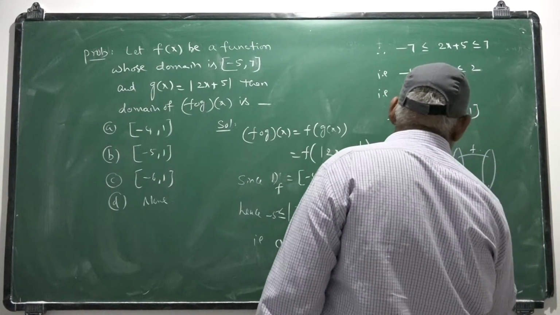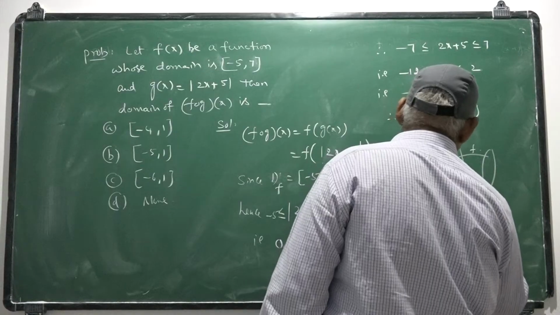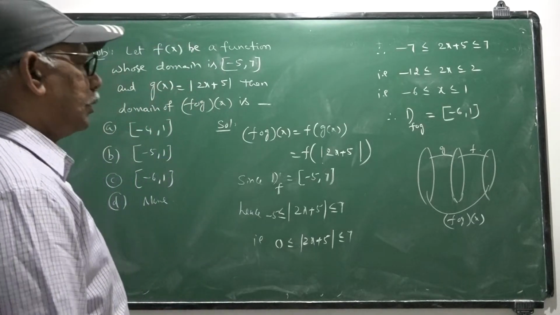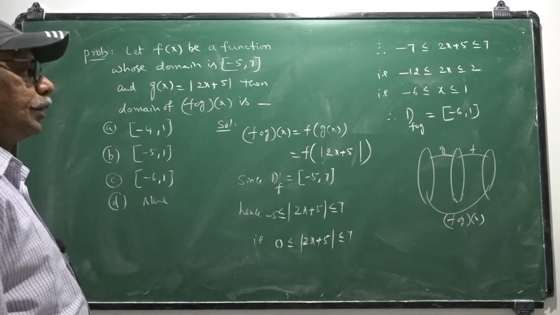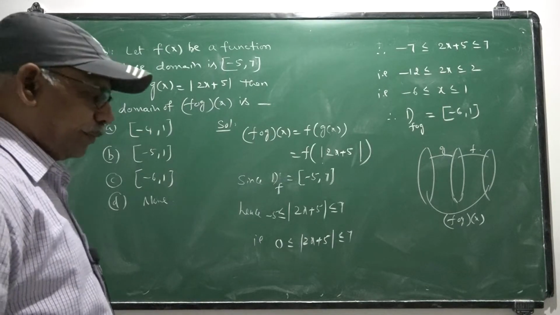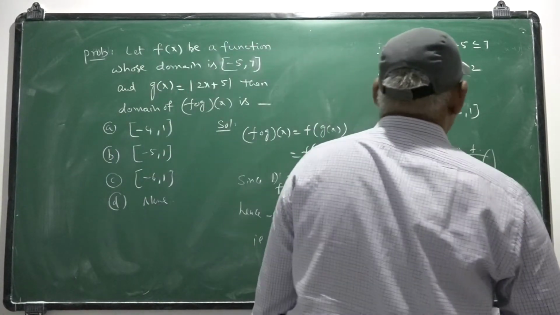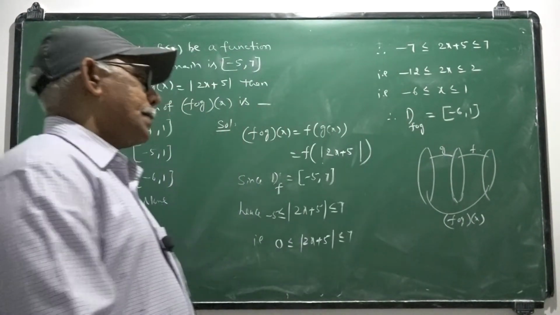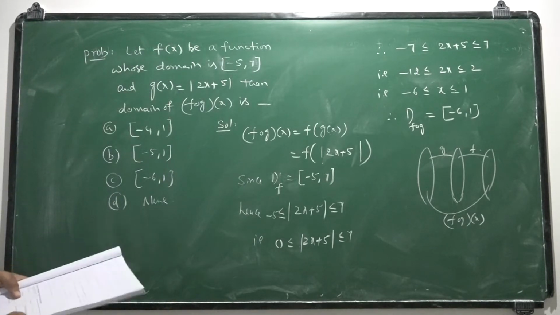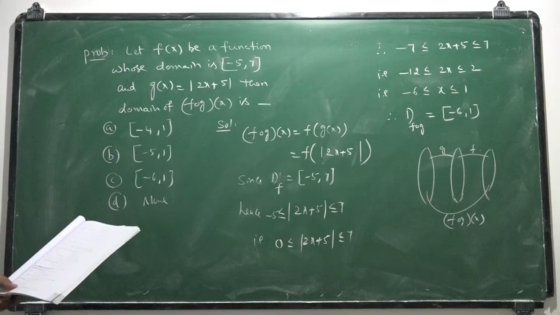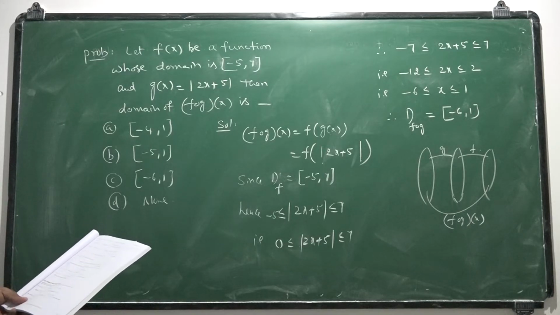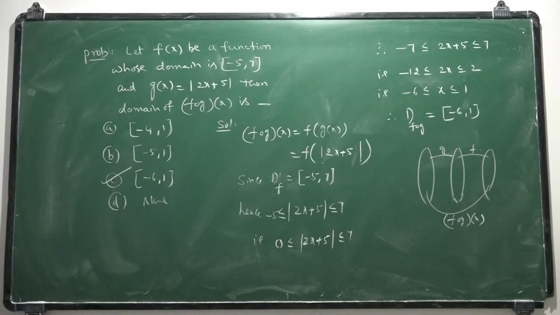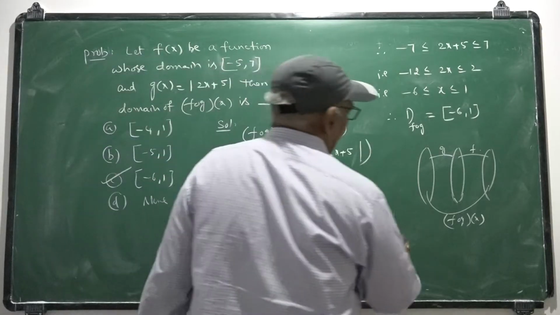That gives us f∘g(x), f and g. Hence the required answer is [-6, 1].